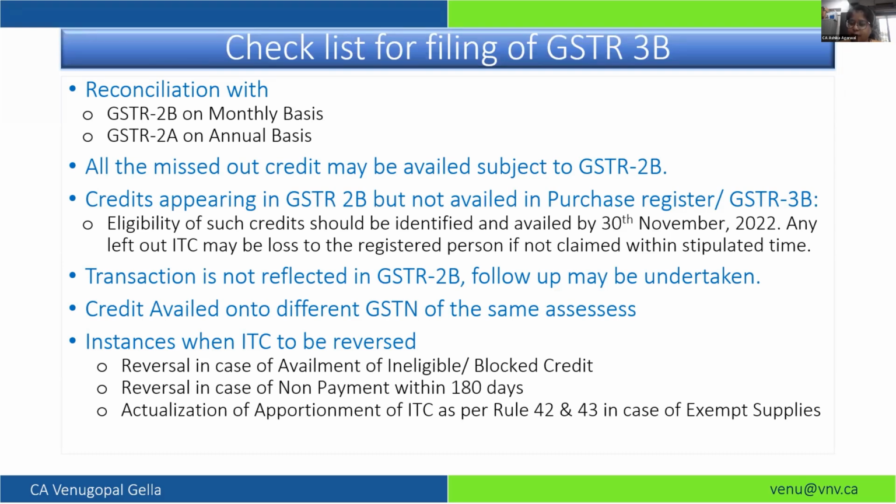Then identify what are the credits which are only in books and only in portal. The ITC which is appearing only in books, you should follow up with your vendor and make sure they furnish those details in their GSTR 1. Which is only in portal, check whether that ITC actually relates to you or there is a misreporting by the supplier. Under both situations, you should take an action.